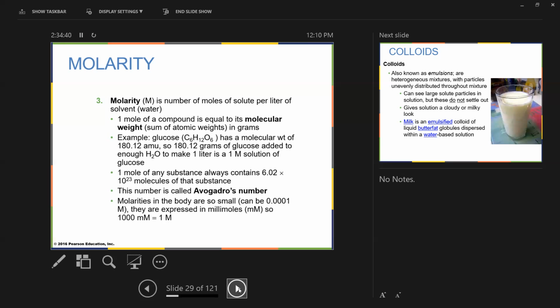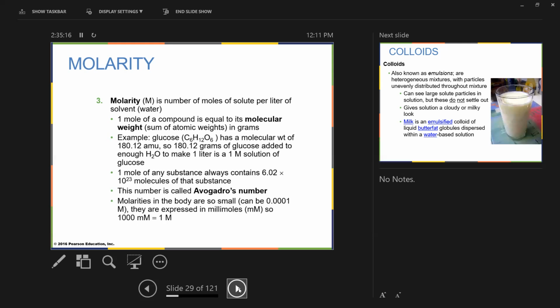No, but if you add up the individual atomic weights of all the atoms in the molecule, in the case of glucose, it comes out to 180. If you want to make a 1 molar solution of glucose, you would put 180 grams into a liter of water. And that's a 1 molar solution. If you wanted to make a 1 molar solution of sodium chloride, table salt, well, the molecular weight of salt is 58.